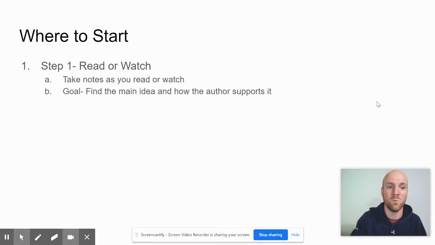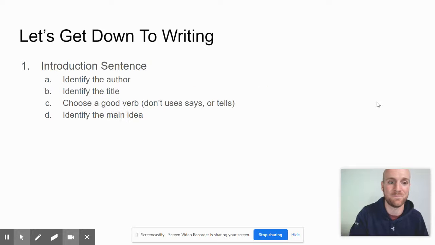So, where to start? Step one in doing any summary is you want to read or watch the source. As you're reading, take notes, underline things that you think will be important. The goal, when you know you're going to write a summary, is to find the main idea and how the author supports it. So find the main idea. What is the author telling us? And how do they support it?